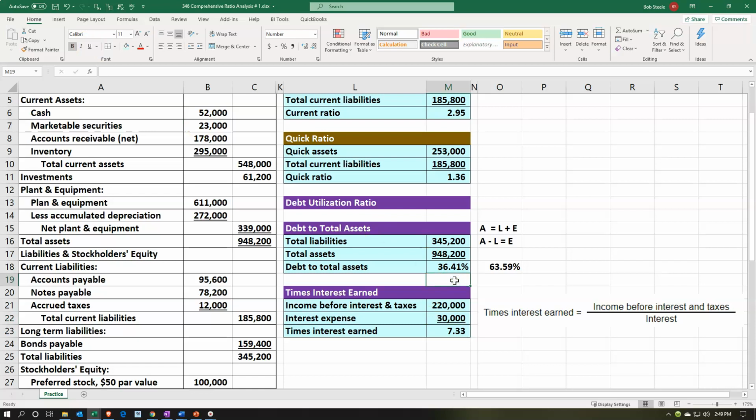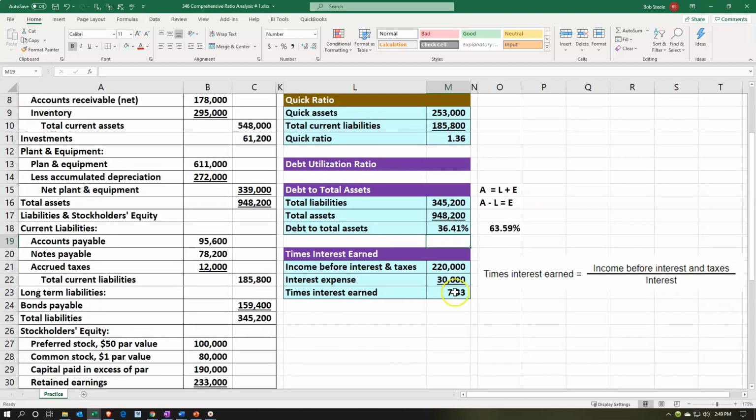So we could say, okay, if we had a loan, we can pay off the interest basically over 7 times over. So again, what's a good number for that? It depends on the industry and whatnot. But if you're a bank, the higher that number is, the better you feel that they can at least pay the interest, the rent on the loan.